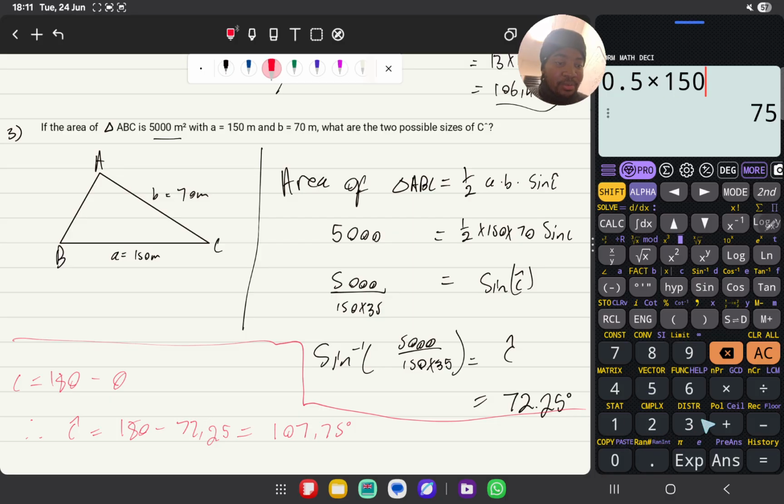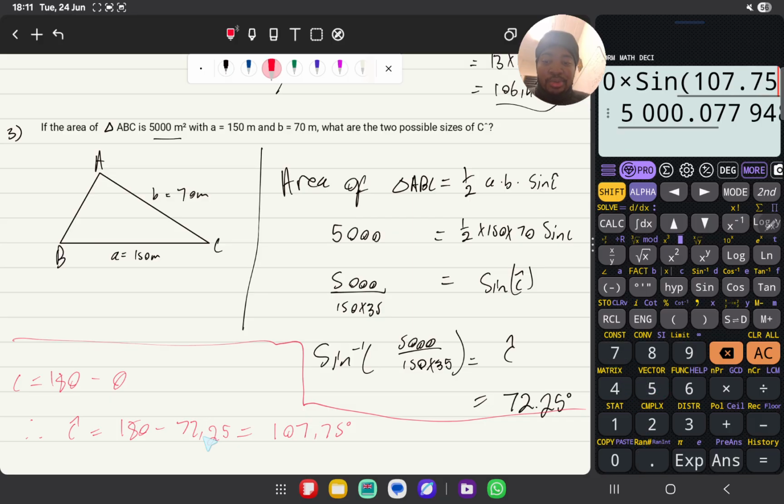So 0.5 times 150 times 70, and then times sine 107.75, because we minus the 5, and we're getting exactly the same. It's exactly the same. Round it to the nearest whole number. You have it right there. And that, my friend, is the end of the sine area rule. Thank you very much, and I'll see you in the next video.